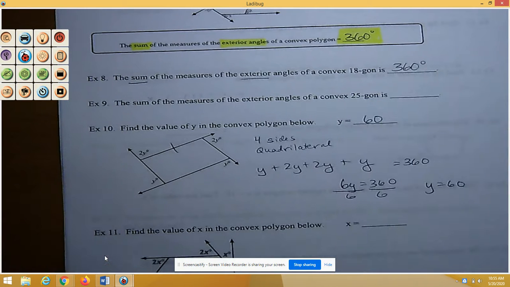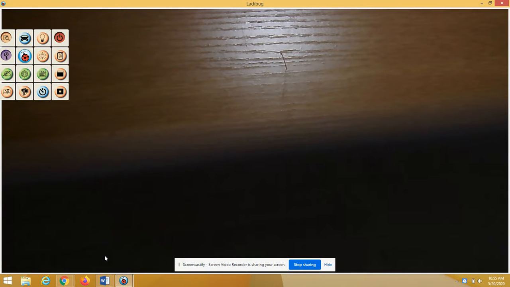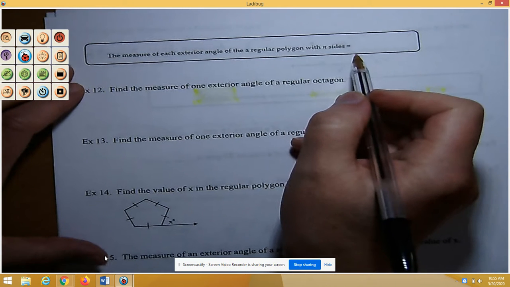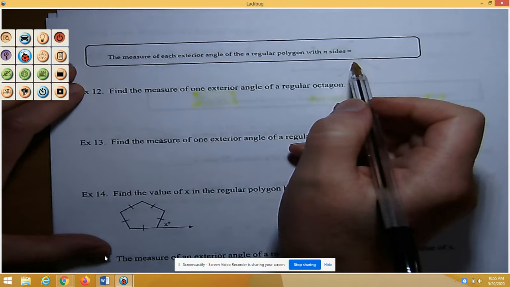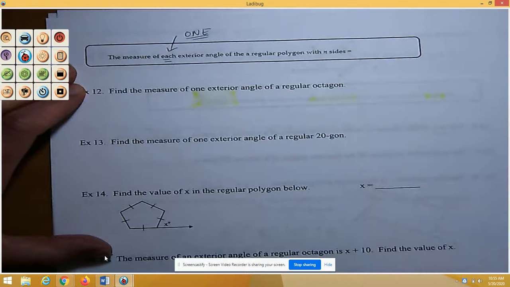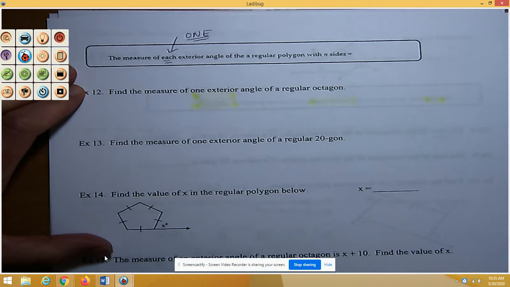All right, so now let's move on to page 4. On page 4, the measure of each exterior angle of a regular polygon with n sides. Now this shouldn't be a surprise to you. If I want each or one, I can put a little arrow here and say 1 exterior angle. I'm going to do the same thing that I did with the interior angles. You're going to take the sum and divide by the number of sides.